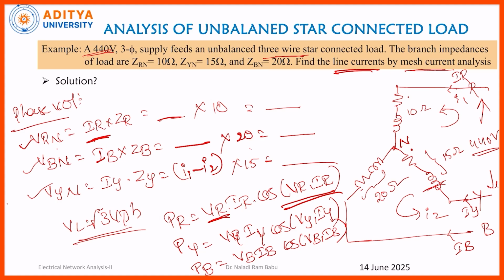Now in the numerical they have asked you to calculate the value of total power, that means capital P, which is the combination of PR plus PY plus PB. So this is the procedure for the calculation of total power.